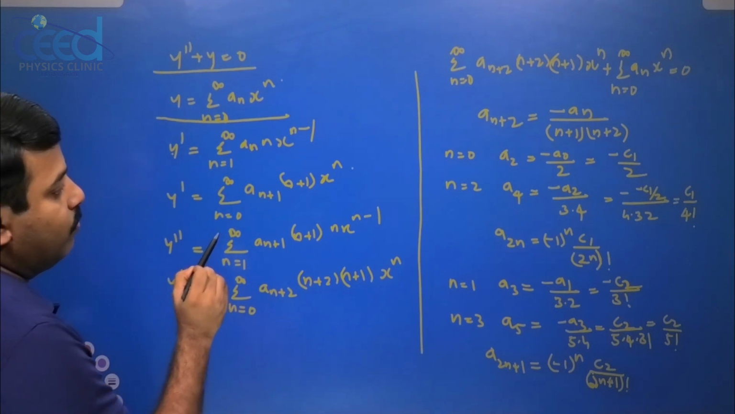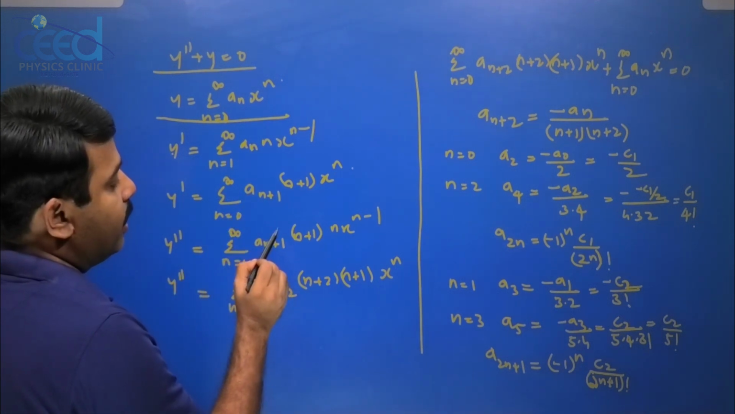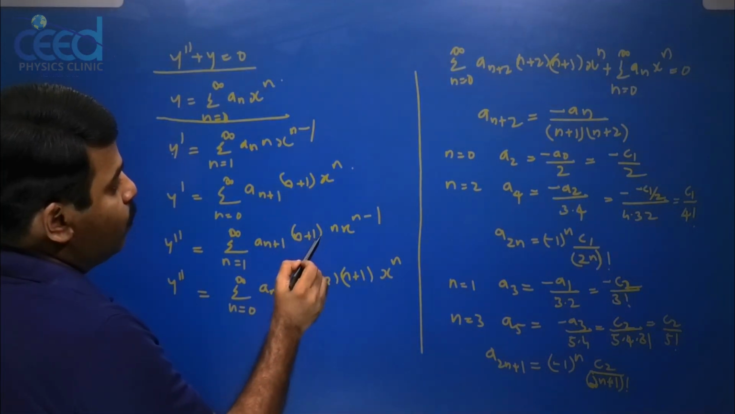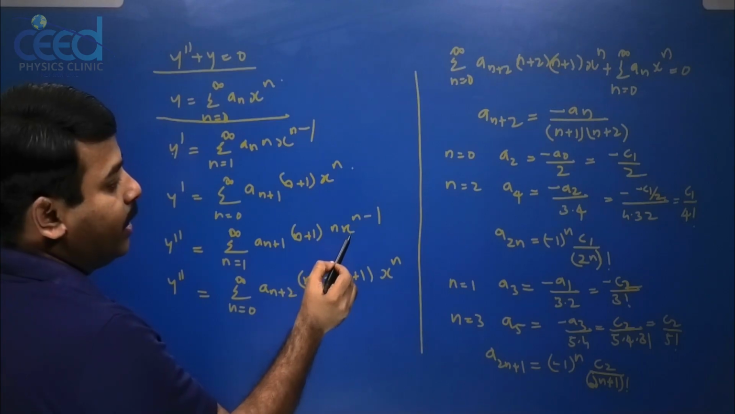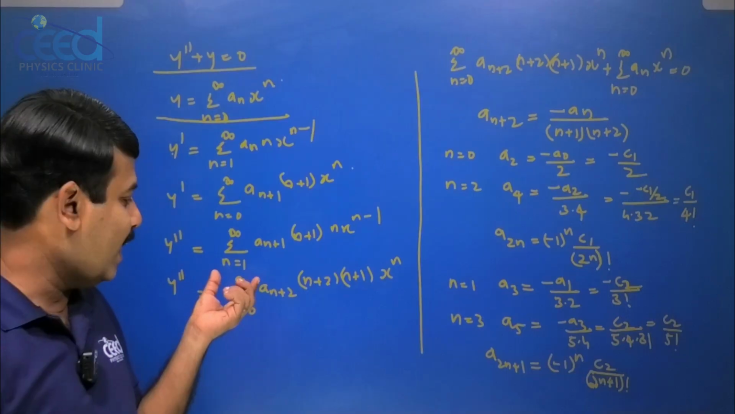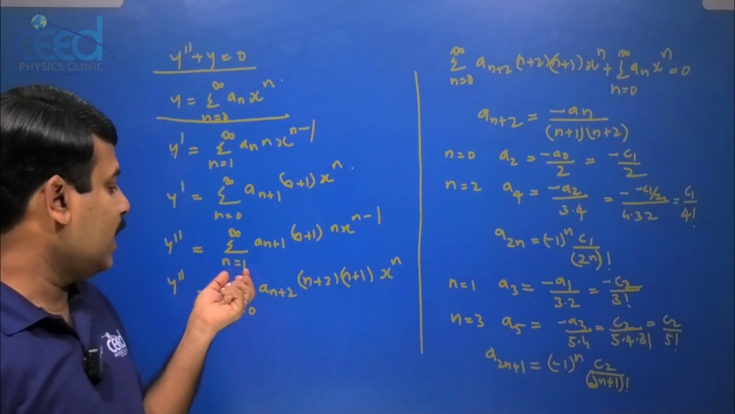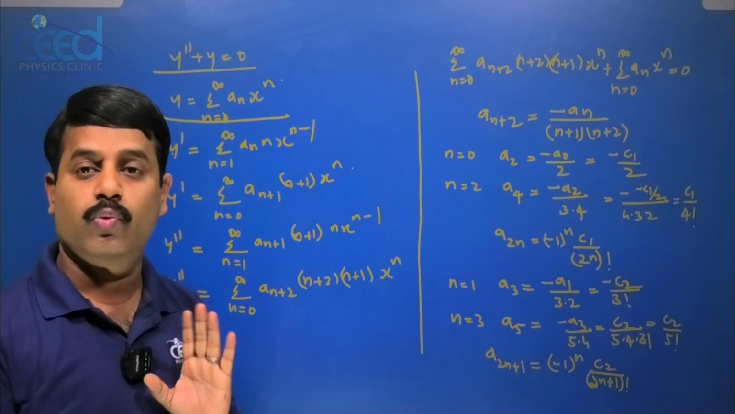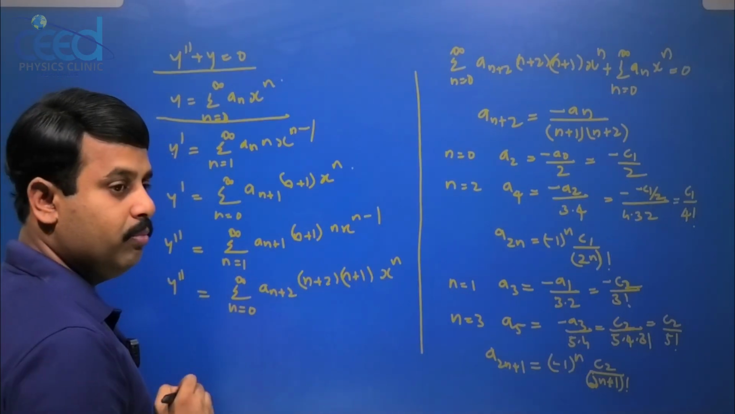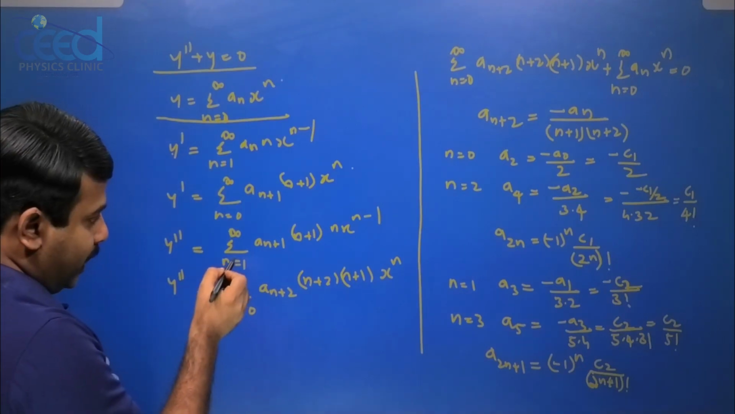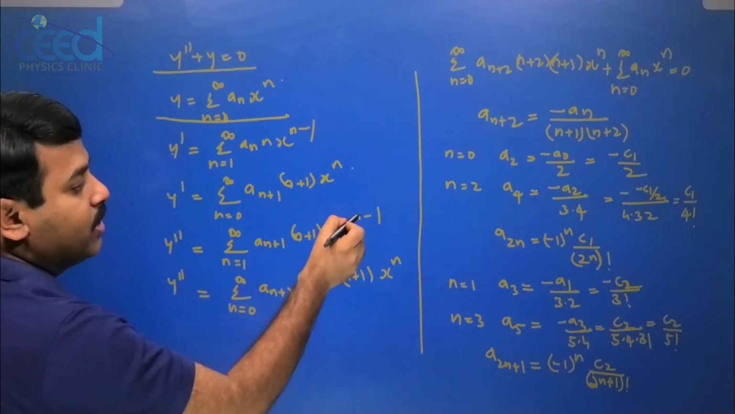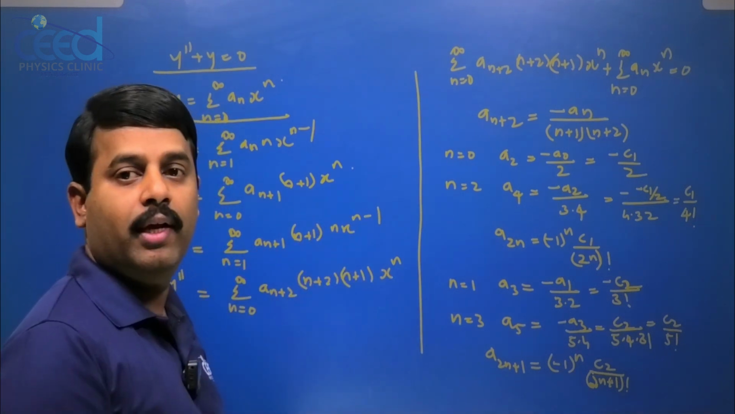Sigma n equal to 1 to infinity, here a n plus 1 is there, and n plus 1 into x raised to n, again doing n x raised to n minus 1. Now I want to change the n value to 0, so I am replacing all n with n plus 1. Then if I put n equal to n plus 1, x raised to n comes. So by increasing the index value by 1, all the n values increase by 1.